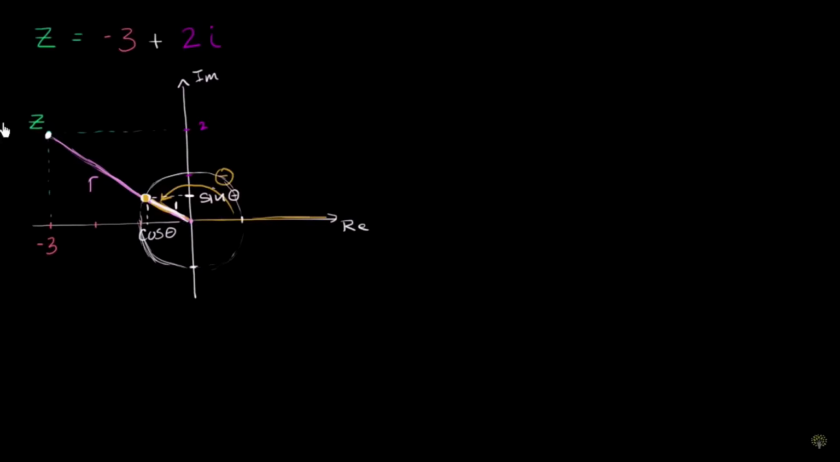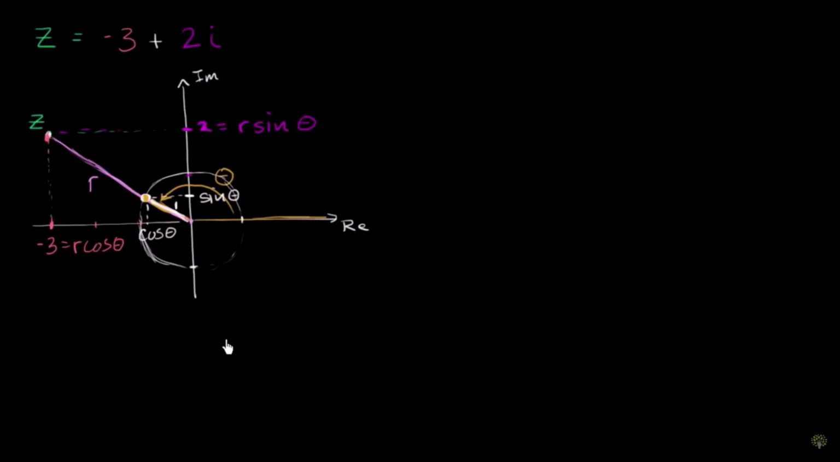So the horizontal coordinate of this point right over here, instead of it being cosine of theta, is going to be r times cosine of theta. So this point, which we know is -3, is going to be equal to r cosine theta. And by the same logic, for the vertical coordinate, we're going to scale up sine theta by r, r times as far. So this point right over here is going to be r sine theta. And we already know that that's equal to 2. So given that, can we now figure out what r and theta are?